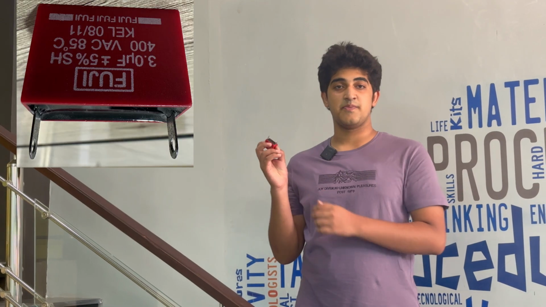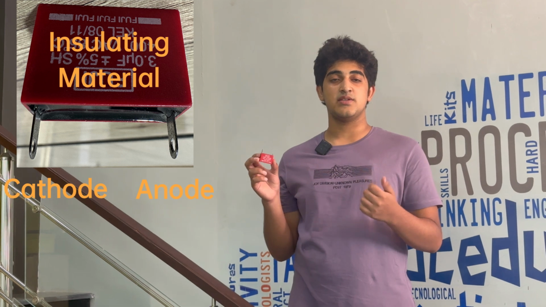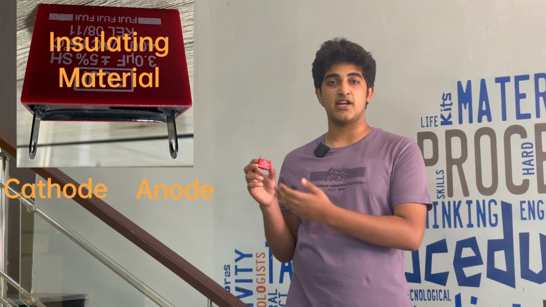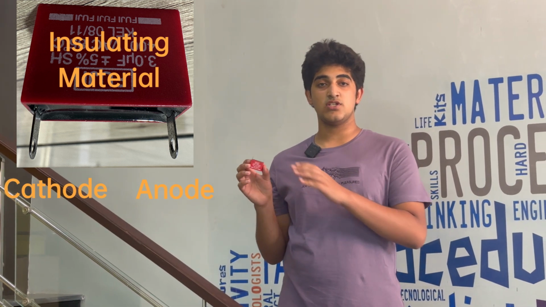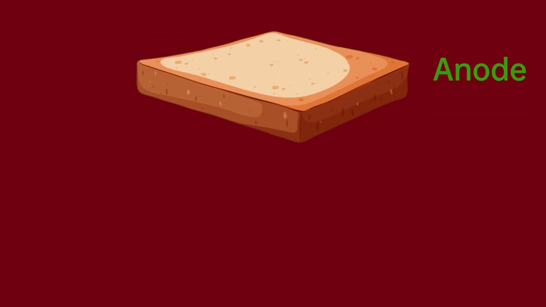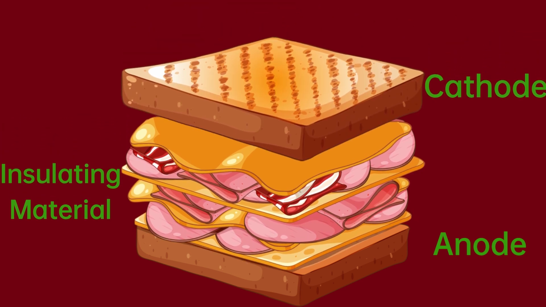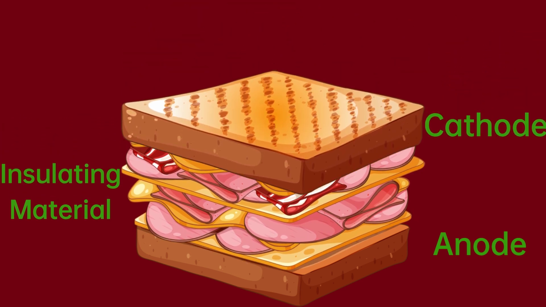This is a capacitor. It has two electrodes, the anode and the cathode. The anode is the positively charged plate and the cathode is the negatively charged plate. In between there is an insulating material which prevents the charges from passing through. The structure of a capacitor is somewhat similar to a sandwich, the loaves of bread being the electrodes, the anode and the cathode, while the filling being the insulating material.